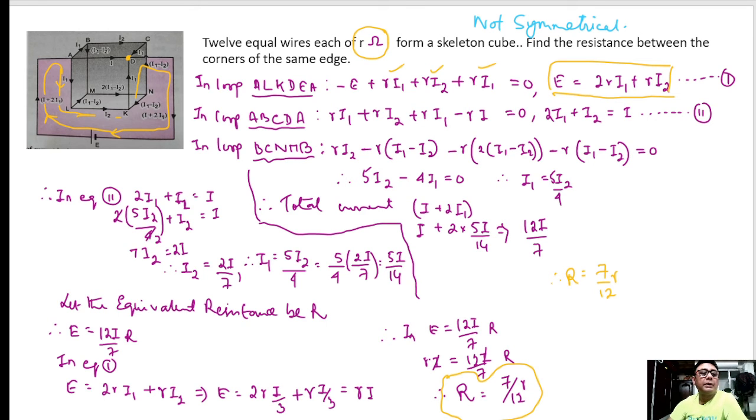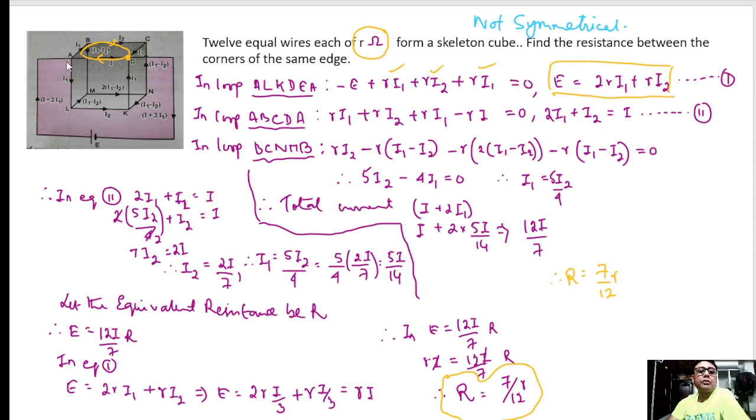Now we are going along the loop. I will show you the second loop, so see the loop ABCDA. That means we are going like this, ABCDA.